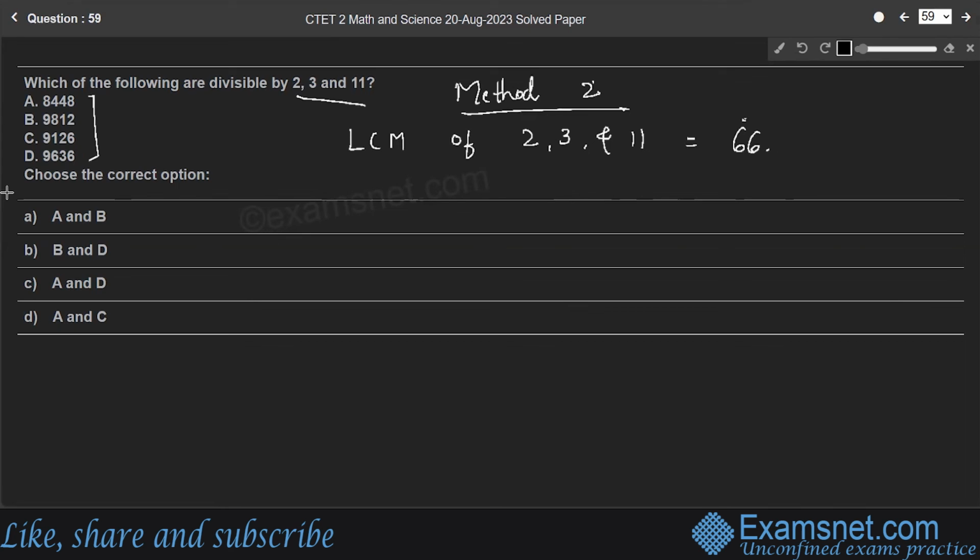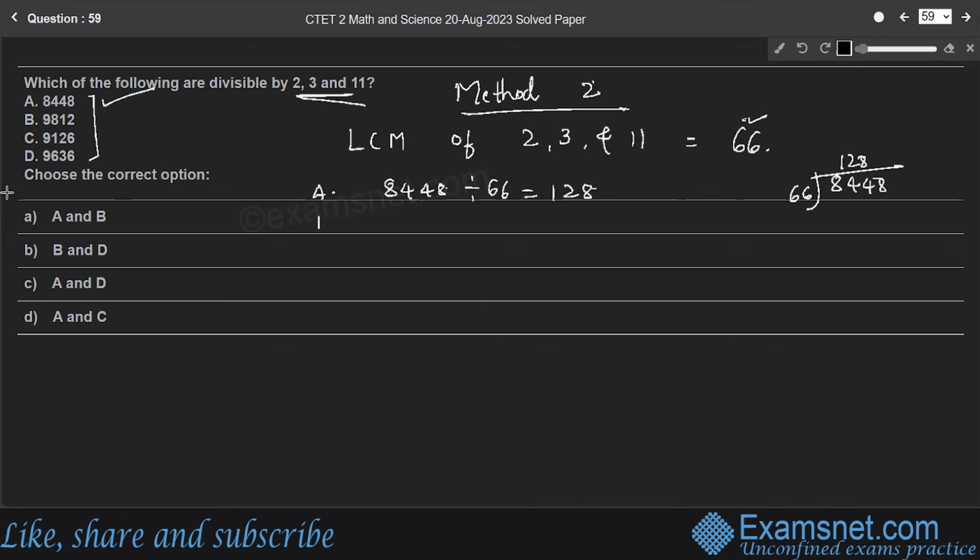We'll consider the first number, 8448. Whether it is divisible by 66. So, 8448 divided by 66 is 128, right? Therefore, the number is divisible by 66. Hence, it is divisible by 2, 3 and 11.